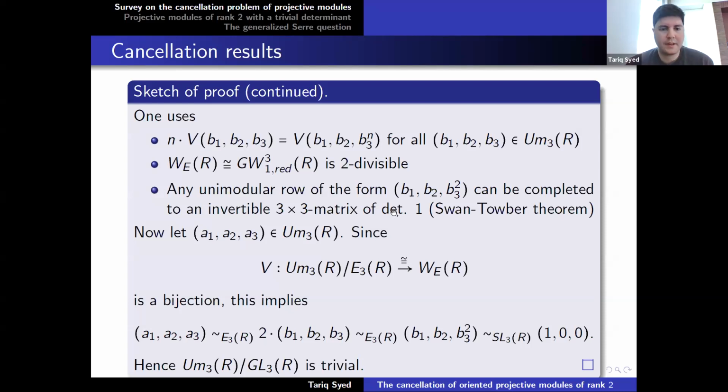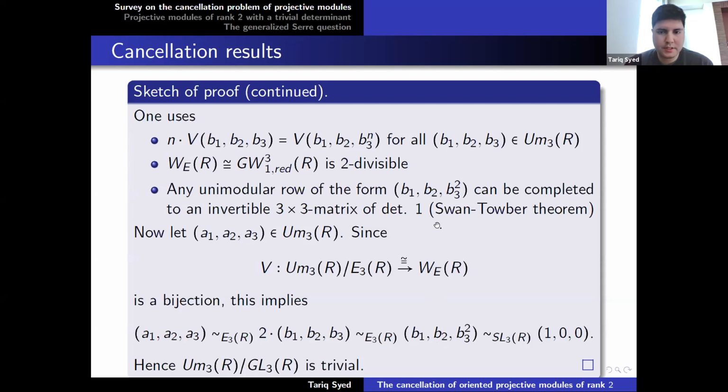So let's put this all together and prove this theorem. So we start with any unimodular row. And now we know this is a bijection. So we immediately see that because the Vaserstein symbol is a bijection, this row can be transformed via elementary matrices to some, well, we have a group structure on this orbit space. So 2 times something, because this group WE(R) is 2-divisible. 2 times some row that we don't know anything about. But now this first formula shows us that 2 times something is just the same row where we take the square in the last coefficient. So up to elementary transformations, we get this row.